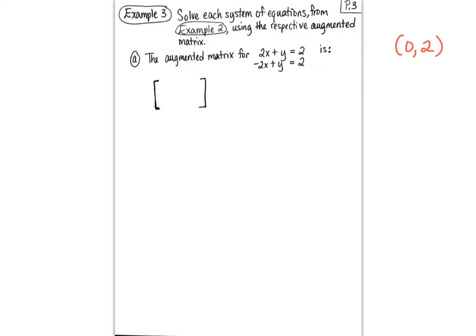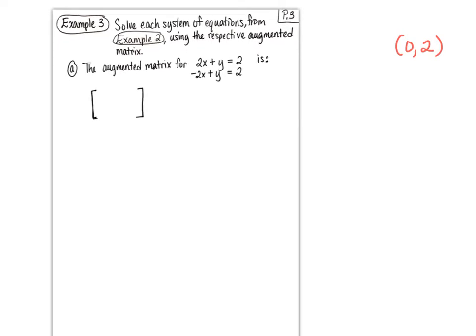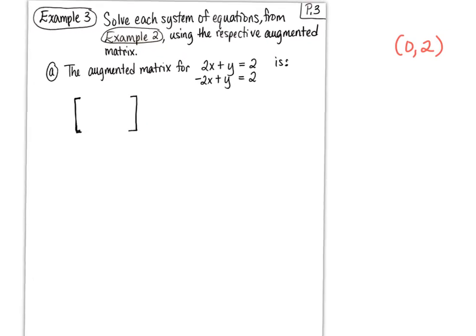Okay, so what we're going to do in example 3, let me zoom in just a little bit. We want to solve each system of equations from example 2 using the respective augmented matrix. The augmented matrix for this system is what? Give me the row. 2, 1, 2. -2, 1, 2. Good. Sometimes people draw a dotted line to separate the x and y terms from the constant term. Some people do this.